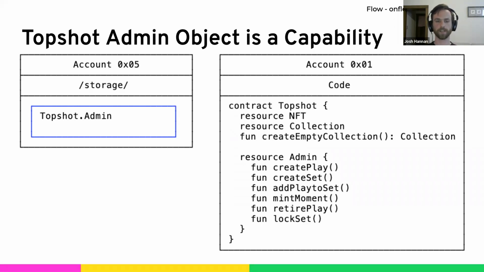We put it in this admin object, and the admin object is also a resource, because even though it's not a currency or a token that has explicit value, it's still a very important object, and we still want to ensure its safety. And when anyone who we've given it to is using it, we don't want it to be accidentally lost or duplicated. So this is why we've made it a resource. But the admin resource effectively has these functions in it to allow them to create new plays, create new sets, and add plays to sets, to mint moments, retire plays from a set, and lock a set, so that no more plays can be added to it.